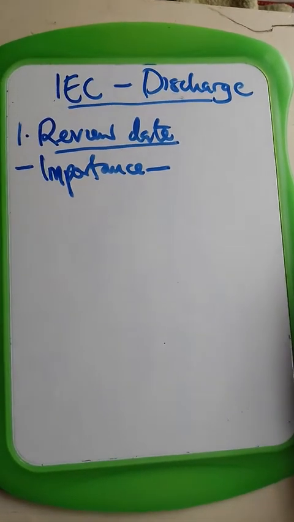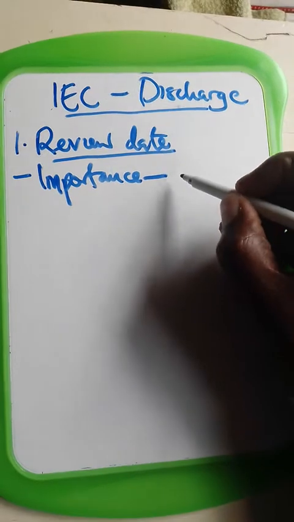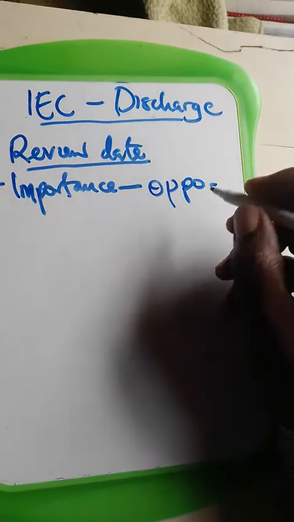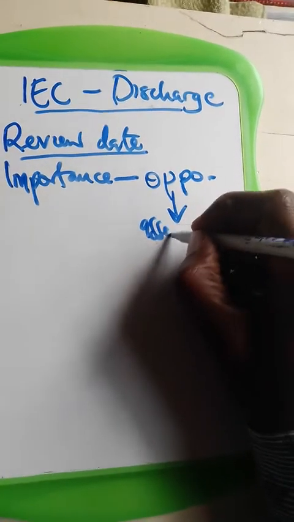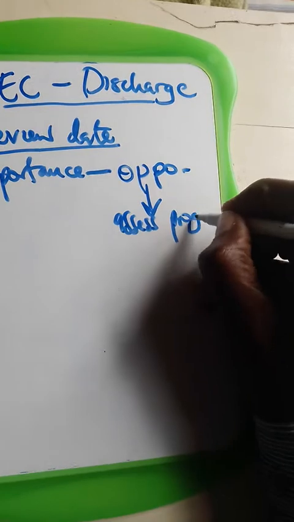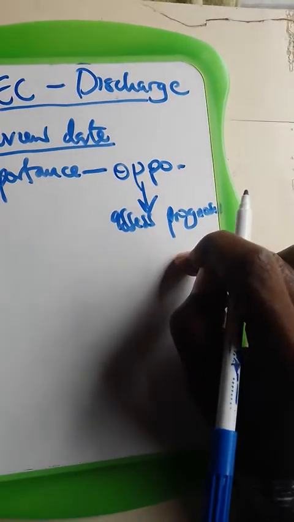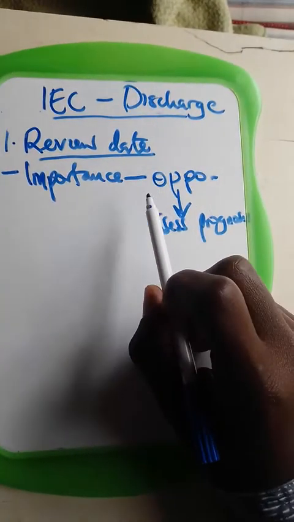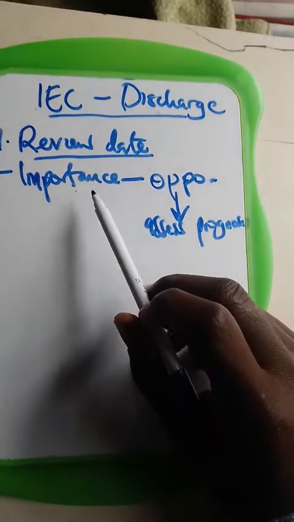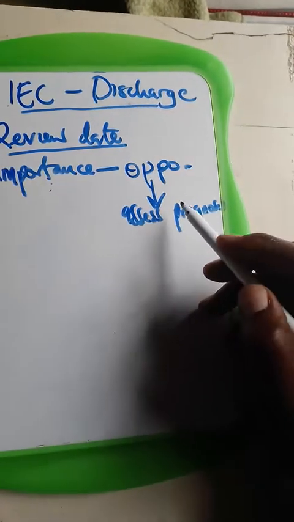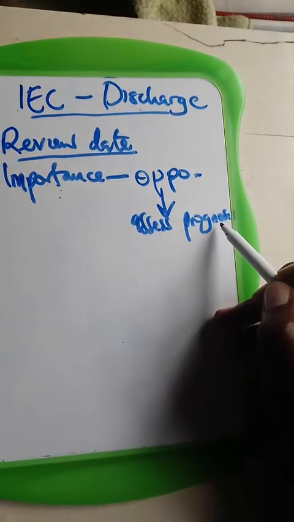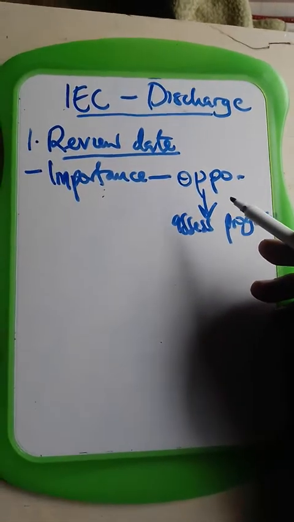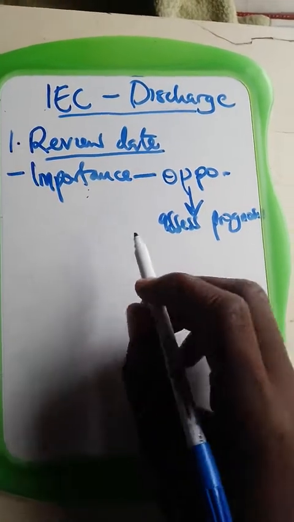You need to tell the patient that review date gives them an opportunity. This opportunity will be there to assess the prognosis. So under importance, you need to explain that it's important for the patient to come for a review because the doctor or the nurses will assess the prognosis, or how the patient is doing. Are they recovering or they're not recovering? So this is the point under importance.